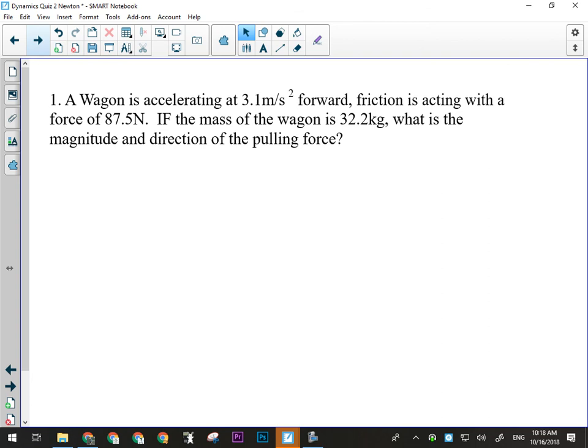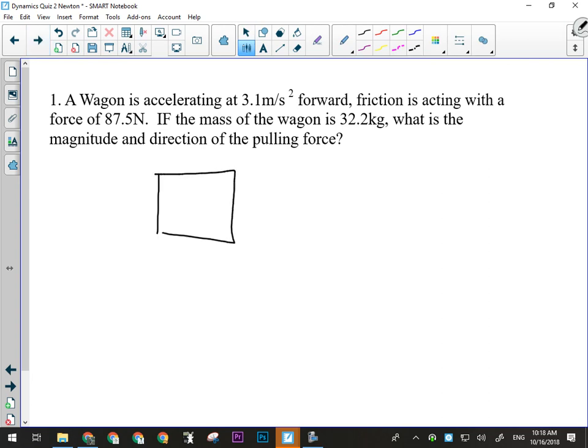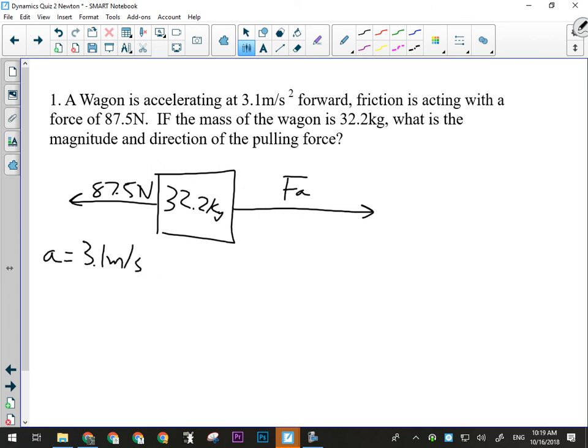All right, so our free body diagram should look something like this. We got 32.2 kilograms worth of mass in the wagon. We have an unknown applied force pulling forwards. We have a known force of friction pulling backwards. And then we also know the acceleration is 3.1 meters per second squared in a forward direction. So you can give them 1 mark for givens.